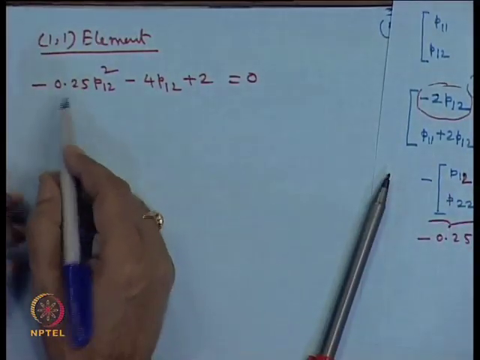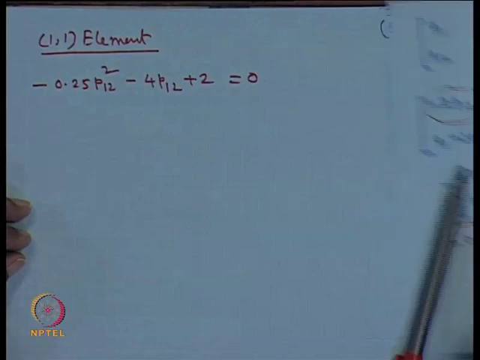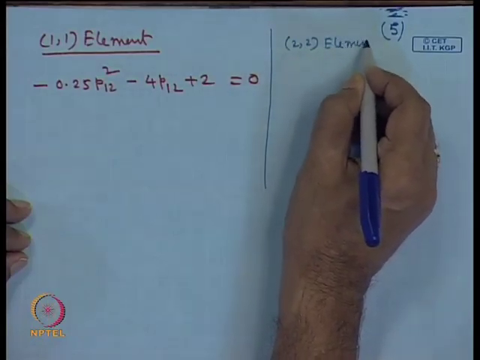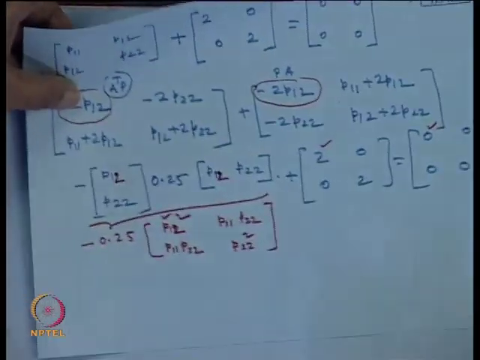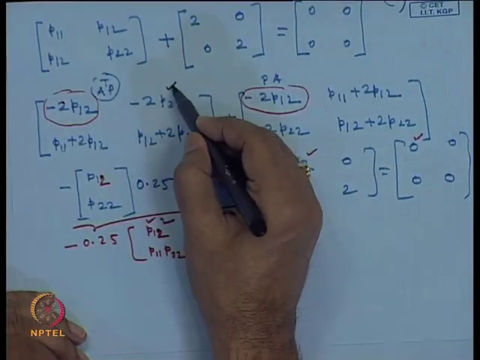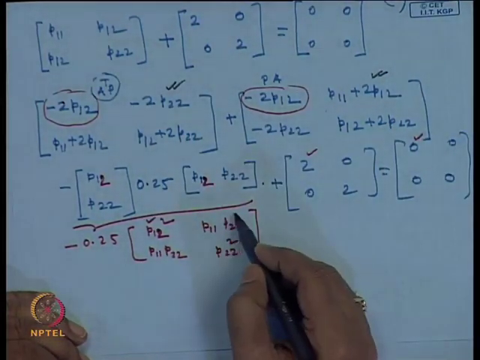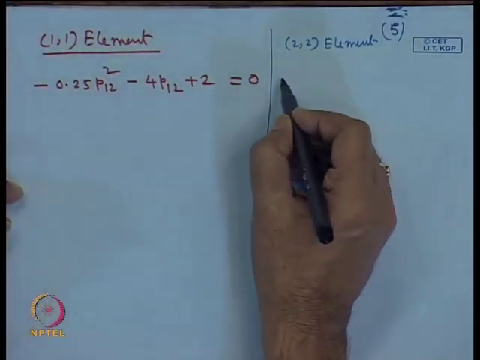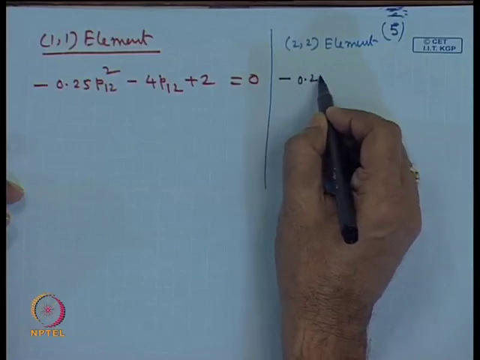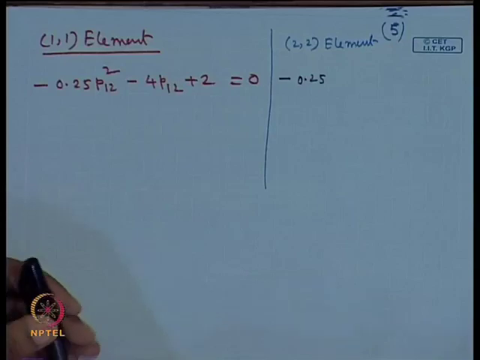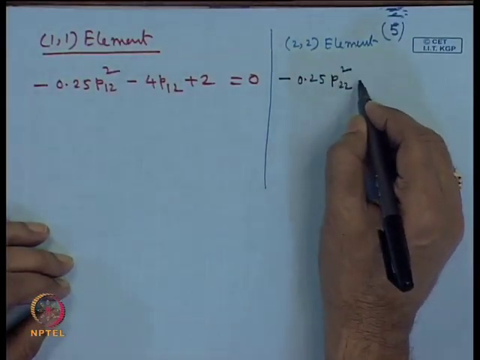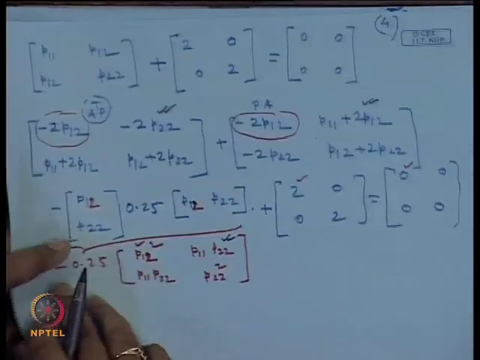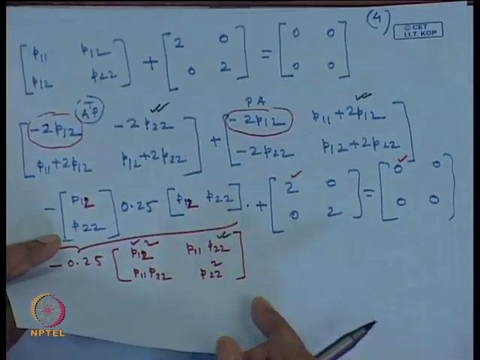So, now I am getting 0.5 P 1 2 square plus 4 P 1 2, the 1 1 element. Then I write the 2 2 element. The 2 2 element is that one, you see, this plus this, this is the 2 2 element, and here the 2 2 element is this one plus, and the 2 2 element on the right hand side is 0. So, if you see the 2 2 element, you have minus 0.25 P 2 2 square, then you will get twice this one, P 2 2, then this. So, it will come.